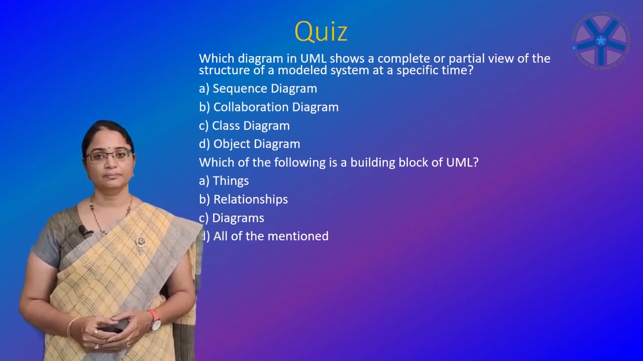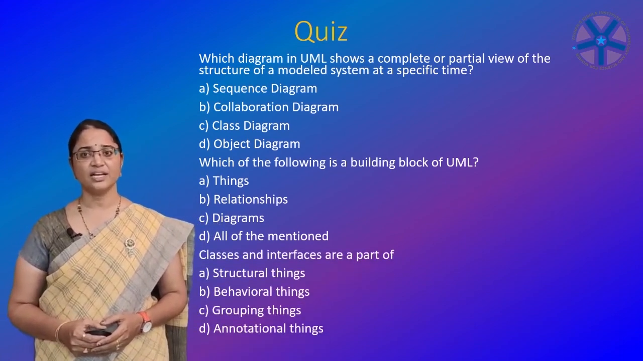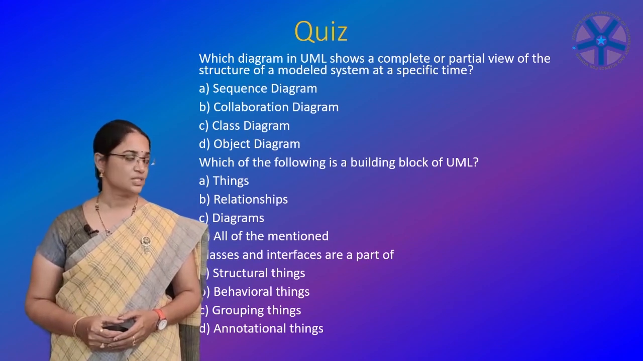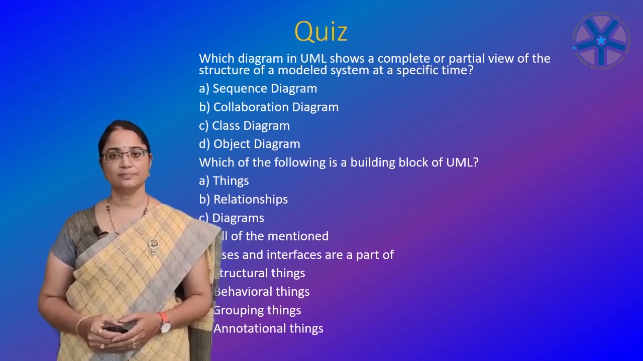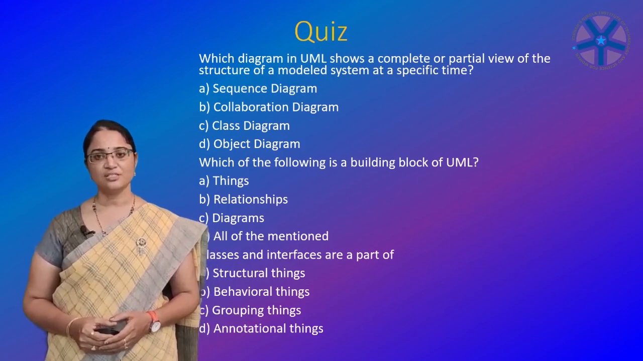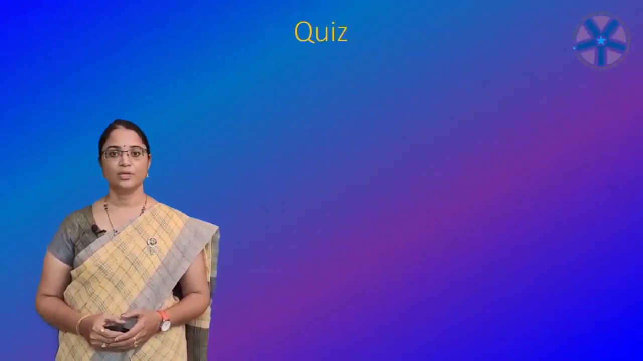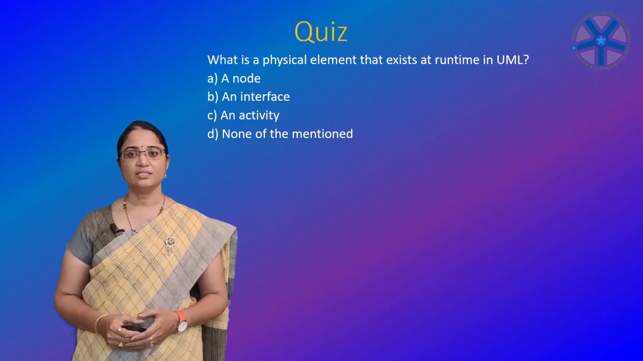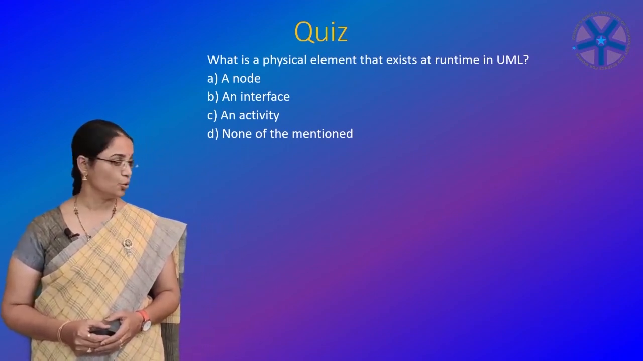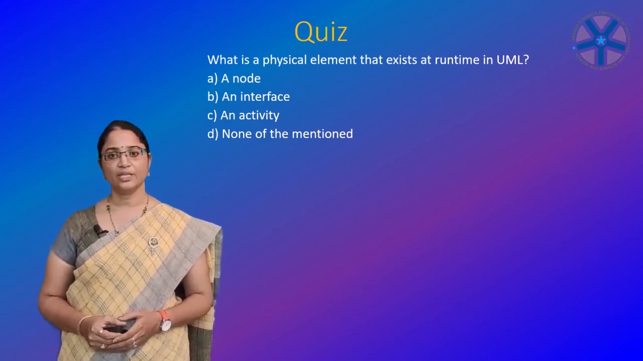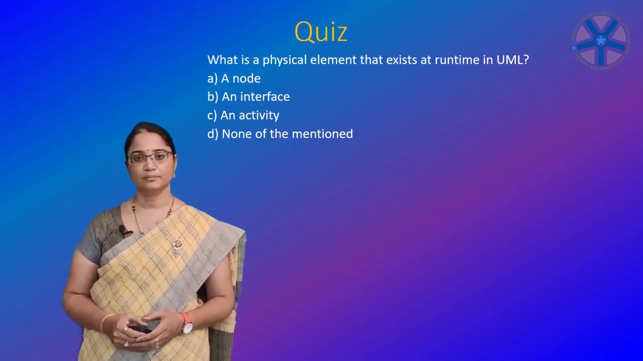Next, classes and interfaces are part of structural things, behavioral things, grouping things, annotational things. The answer is structural things. What is the physical element that exists at runtime in UML? The options are node, interface, activity, none of the mentioned.